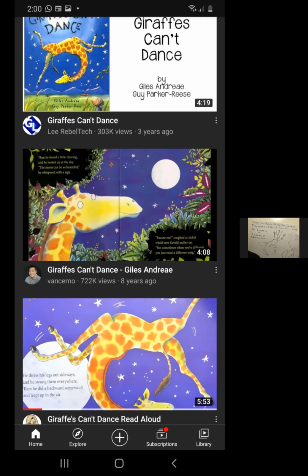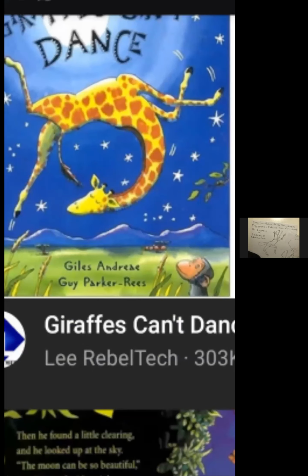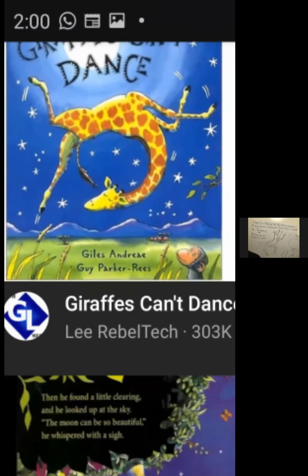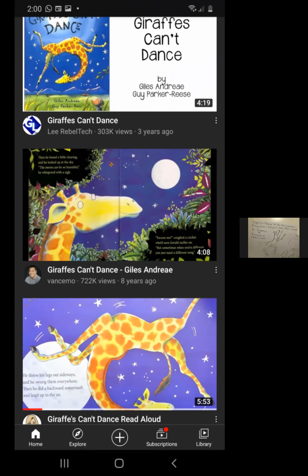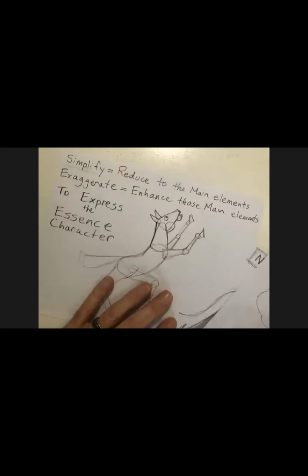Because this giraffe is doing something impossible that giraffes really cannot do. But he still has all the things that are the essence of a giraffe still in there. Yeah. Cool. Great. That's excellent. Thank you.